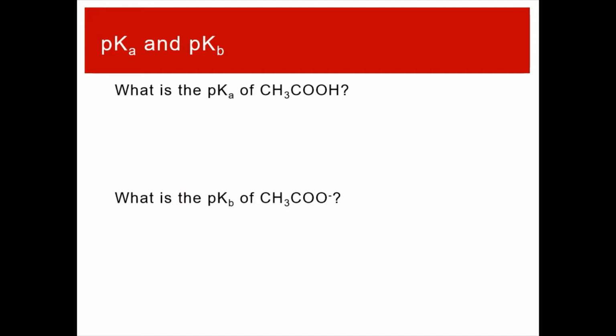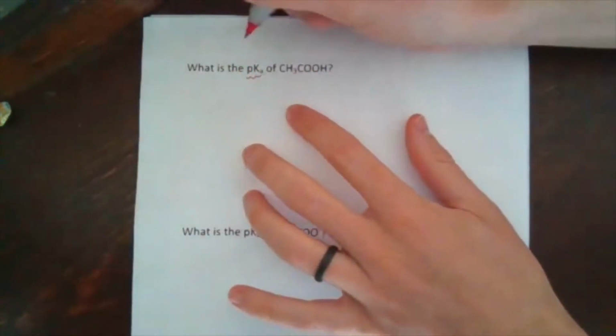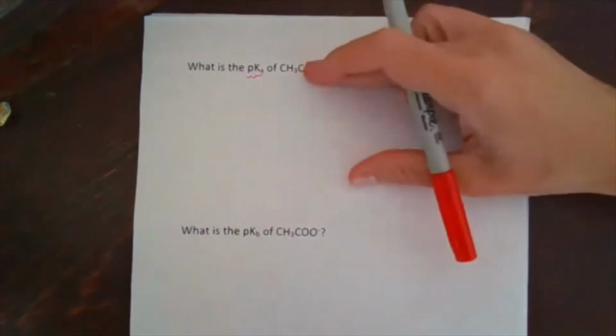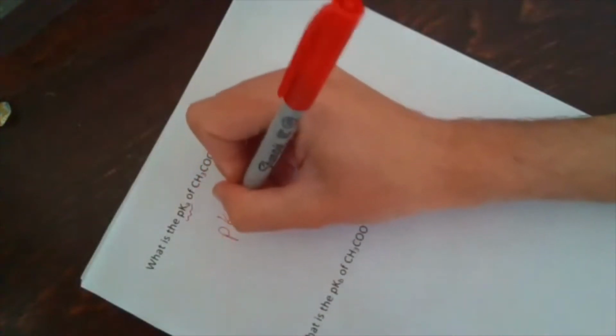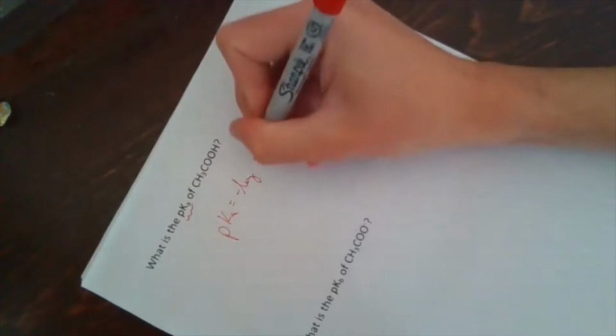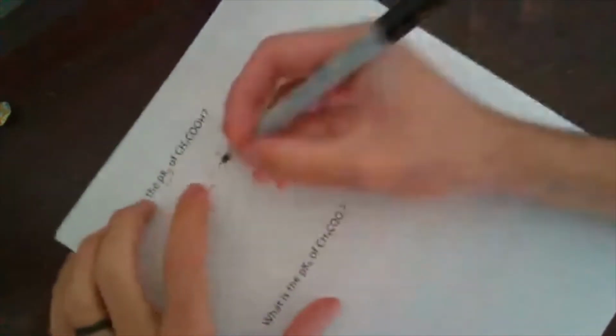So let's look at some examples. What is the pKa of acetic acid, CH3COOH, and what is the pKb of acetate, CH3COO-? I want to know the pKa of my CH3COOH. pKa is equal to the negative log of the Ka. So P always just means negative log. So we just take the negative log of that value.